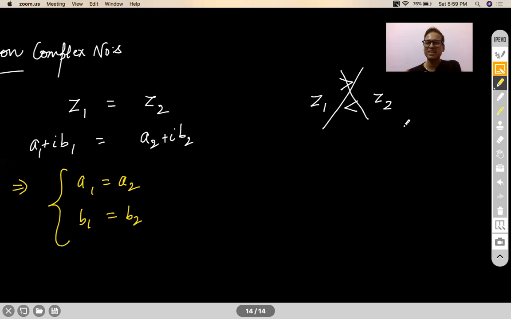Argument comparison can be done because they're all real numbers, right? But a two-dimensional comparison is not possible. Are you getting my point? So there is nothing like Z1 greater than Z2 or Z1 less than Z2. Equality means the real part is equal to the real, the imaginary part is equal to the imaginary.